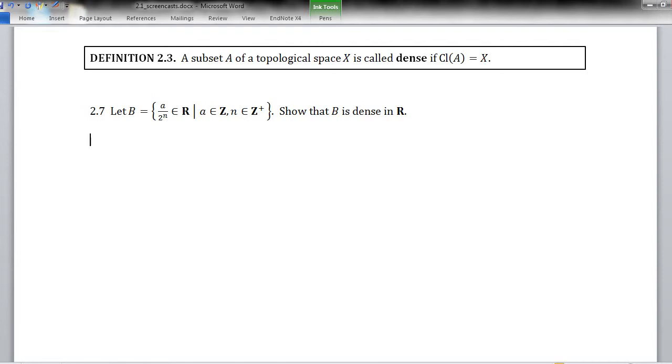Exercise 2.7. Let B be the set of all fractions of the form a over 2^n, where a is an integer and n is a positive integer. Show that this set B is dense in the real numbers.